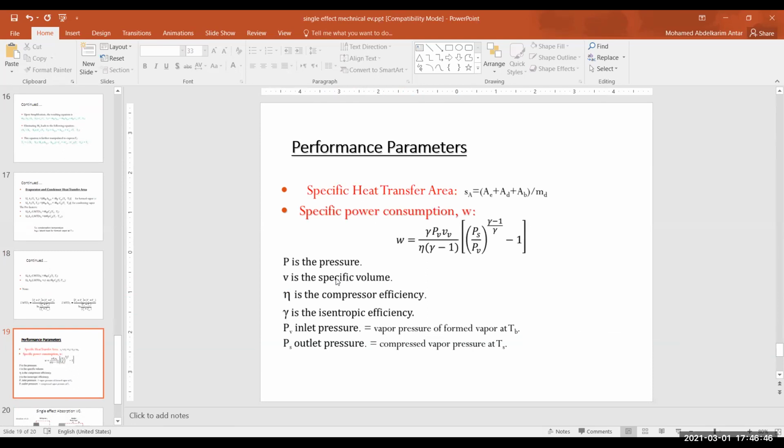Specific heat transfer area is all the areas that we have, area of the evaporator, area of the two heat exchangers, divided by m dot distillate. So that gives how much heat transfer area is needed per unit productivity. The specific power consumption, this equation has been borrowed from thermodynamics 1, that the specific work is equal to gamma, which is Cp over Cv, the pressure and specific volume of the intake divided by efficiency of the compressor, gamma minus 1 into the pressure ratio to the power gamma minus 1 over gamma, whole minus 1. That gives us the value of the specific power needed for operation of this system.